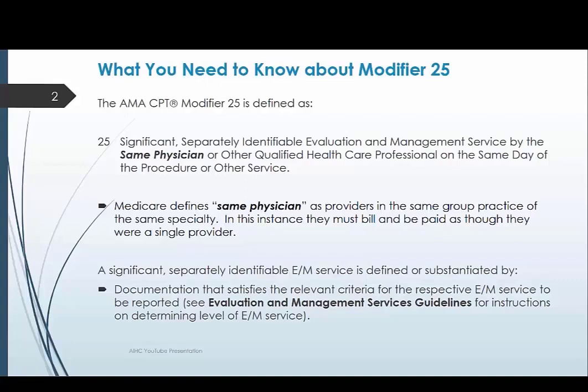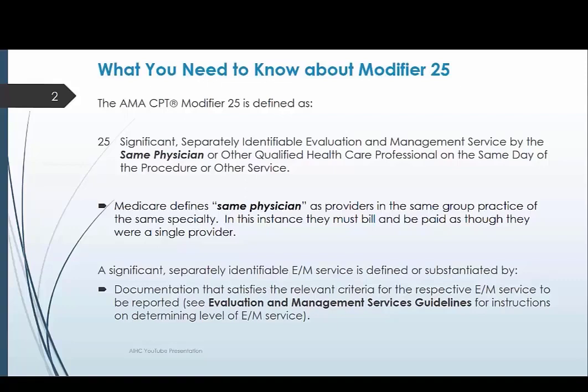Now, Modifier 25 is used to gain reimbursement when you are doing an evaluation and management and then a decision to provide an additional service that is separate from the E&M is warranted. It's always appended to the E&M. Never append Modifier 25 to anything other than an E&M service. It's a red flag to the payer that you don't know what you're doing and it can cause a problem with your reimbursement.